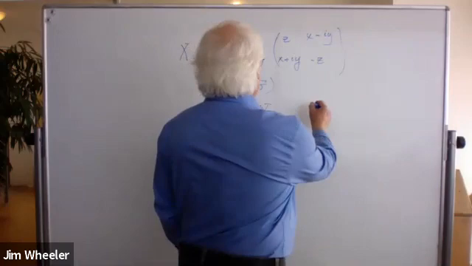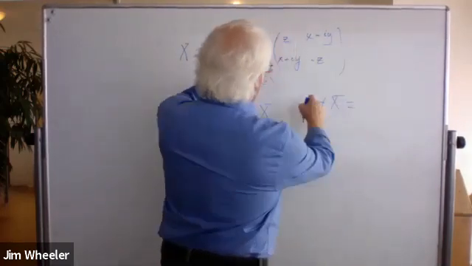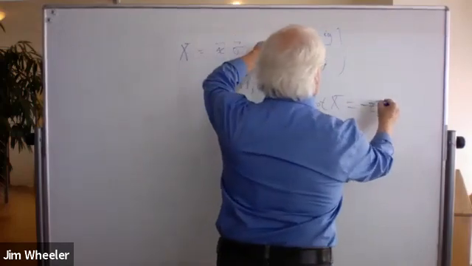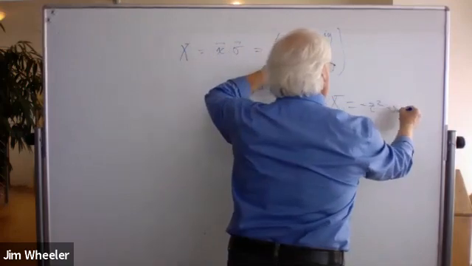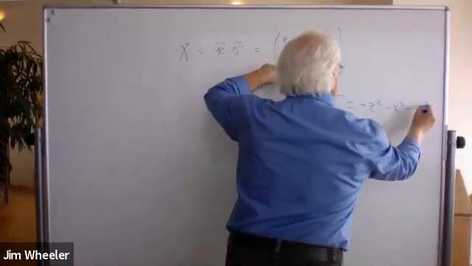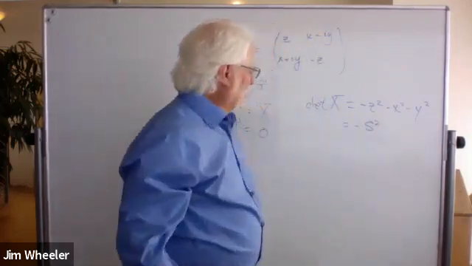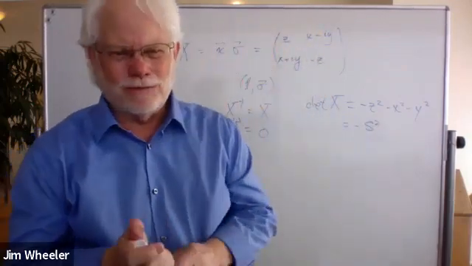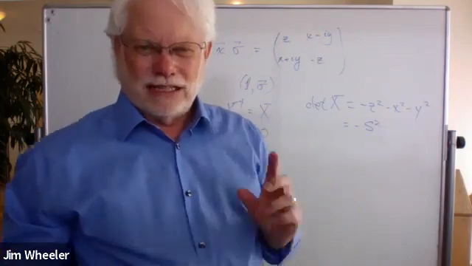Now, let's look at the determinant of X. Okay, so we get minus Z squared minus the product of two complex numbers, so minus X squared minus Y squared. So this is minus basically the Euclidean length squared. Well, that's a cool thing. Okay, so here's a cooler thing.